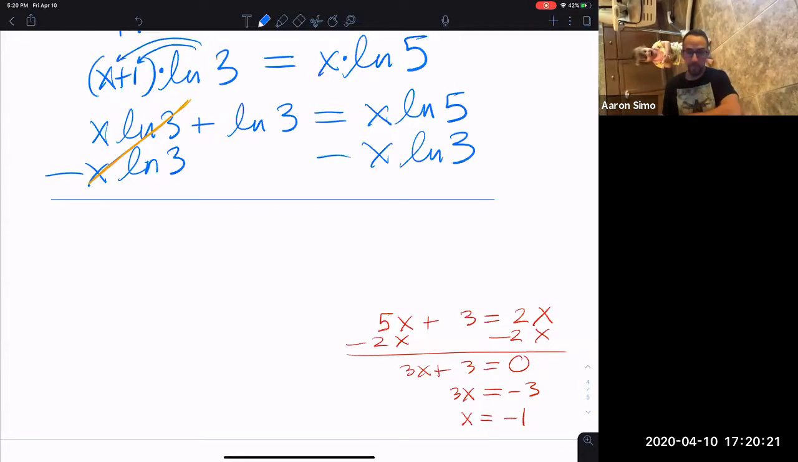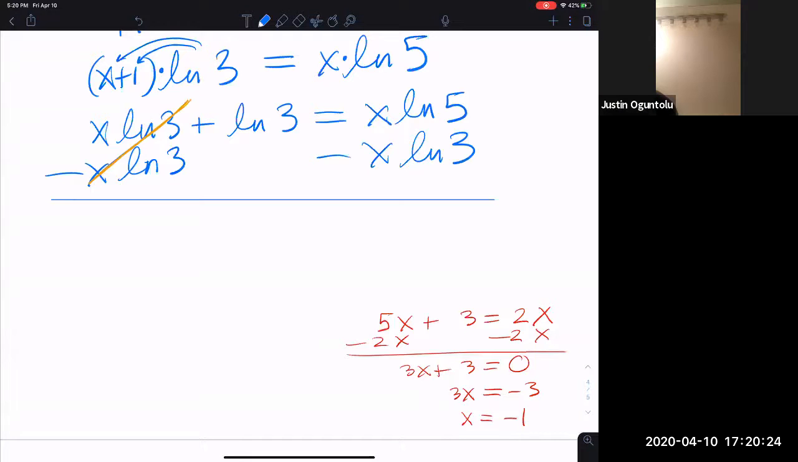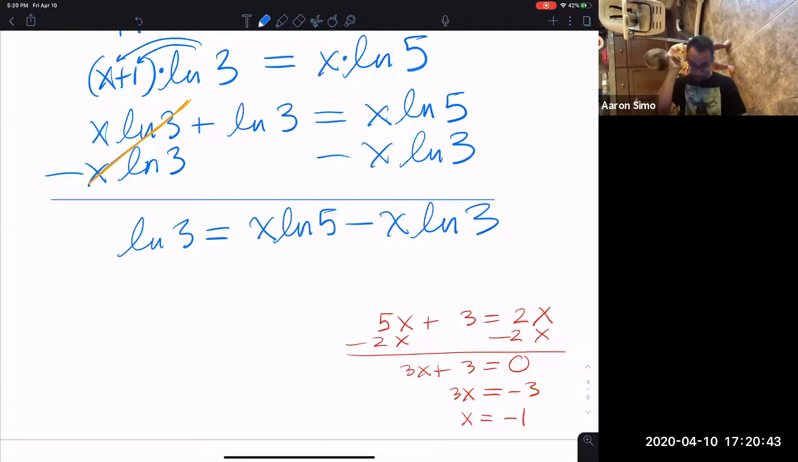So I'm subtracting x ln 3 from both sides. Let me just leave it like this first: ln 3 equals x ln 5 minus x ln 3. Okay, all right, good.